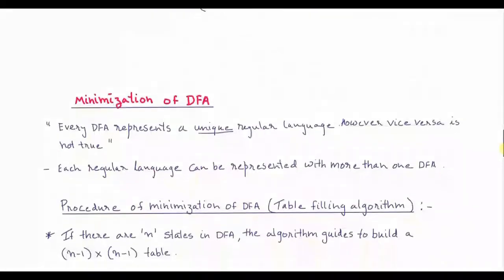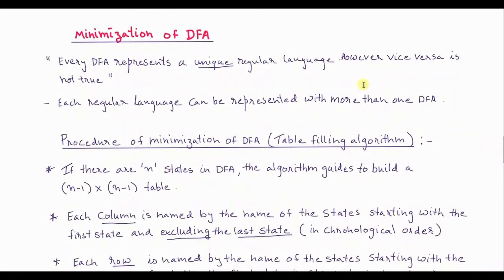Now, on minimization of DFA: any DFA represents a unique regular language. Always remember that. However, vice versa is not true. That means for every regular language you cannot say that there is a unique DFA. Students may draw different DFAs, which may be equivalent, for a particular language, but once a DFA is drawn, that DFA will represent only one language, and it cannot represent multiple languages. For whichever language it is drawn, the DFA will represent only that language and not any other language.